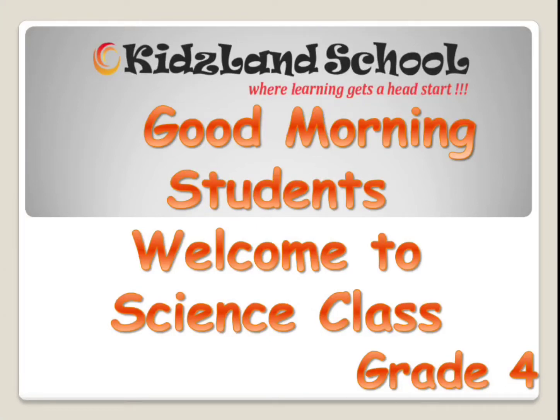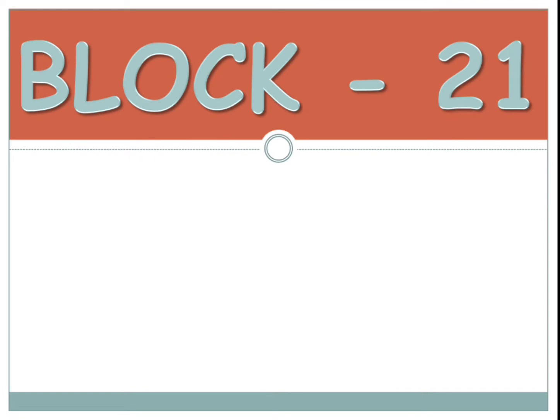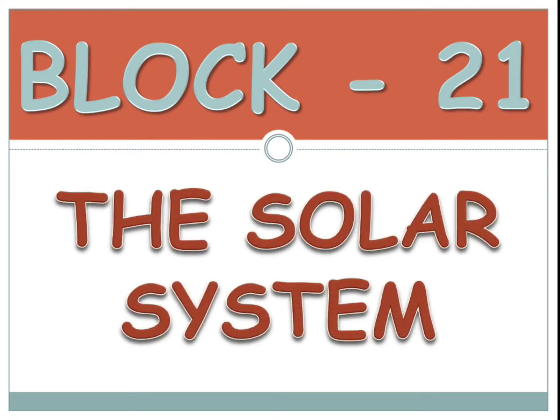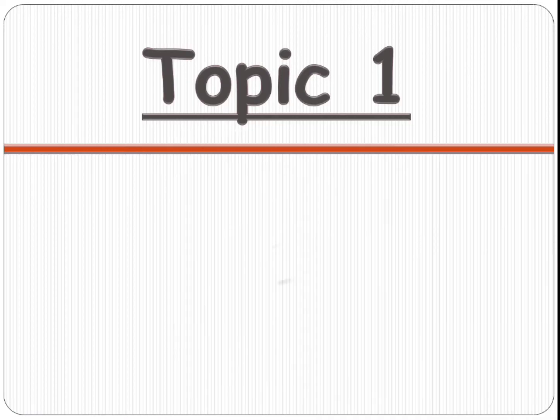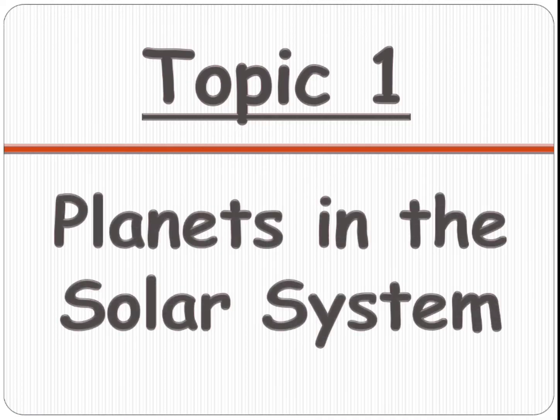So, in science, we have completed block 20, isn't it, children? So, let's start with block 21, which is the solar system. In this, our first topic is planets in the solar system. What are the planets we have in our solar system? Please open your science content books, children, and turn to page number 130.